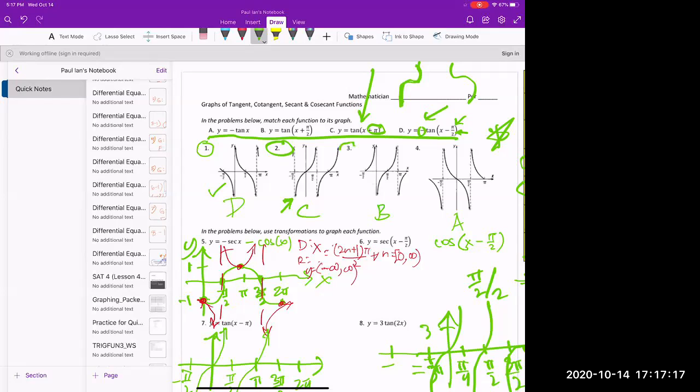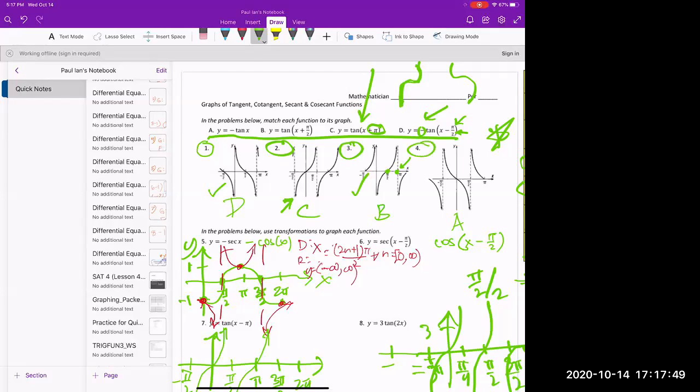And then for 3, let's take a look at this one. So for 3, this looks like a regular tan, and then it's a shift, right? Yeah, it got moved to the right. It got moved to the left. Yeah, left, because you just have to look at where the asymptotes and zeros are. So it used to have a 0 at pi, but now it has it at pi over 2.